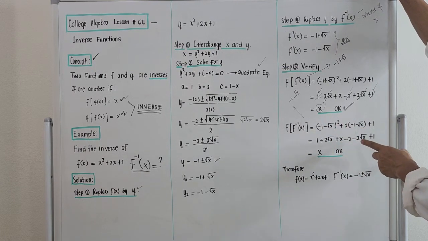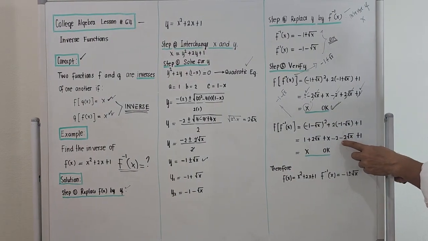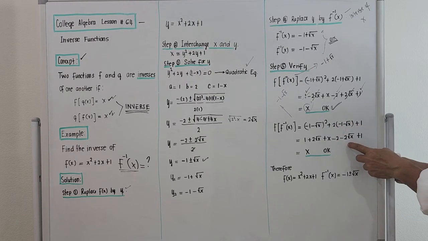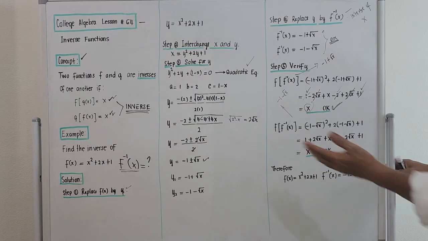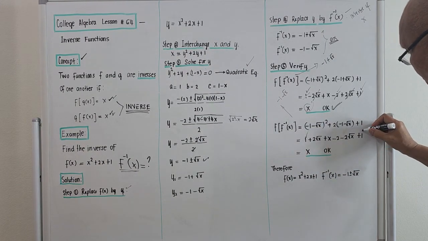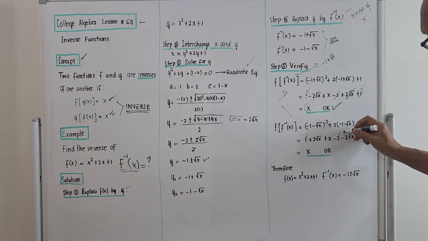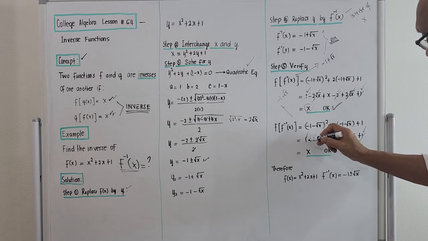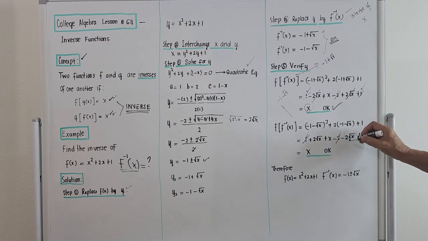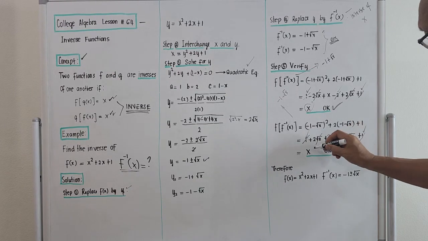No more radical, right? And 2 times minus 1 will be minus 2, and 2 times minus the square root of x is minus 2 the square root of x, plus 1. Let's try to simplify. This is plus 1, this plus 1, it's plus 2, right? This is minus 2, so they cancel out. Right? This is 2 the square root of x, this is minus 2 the square root of x. Again, they will cancel out. What remains? It is x.